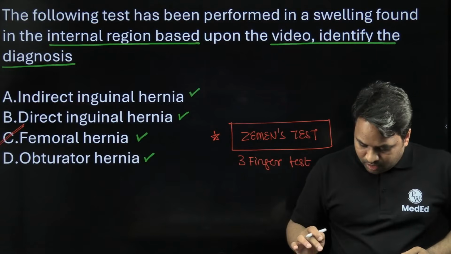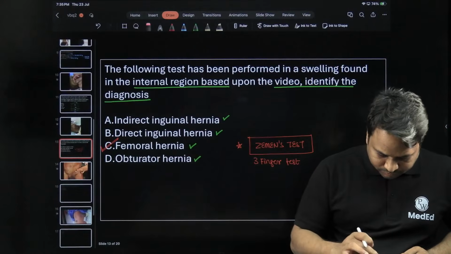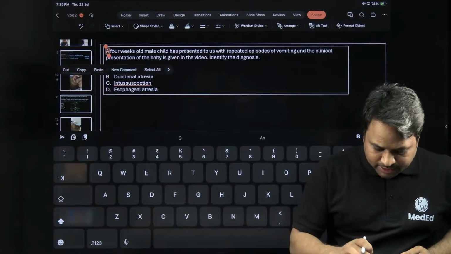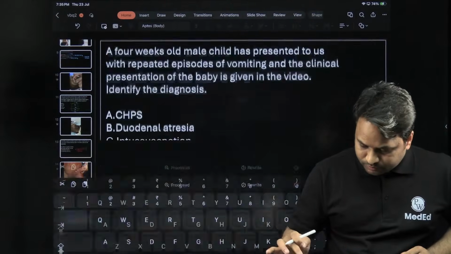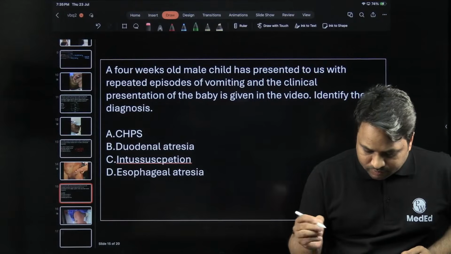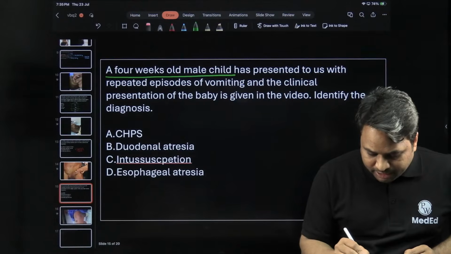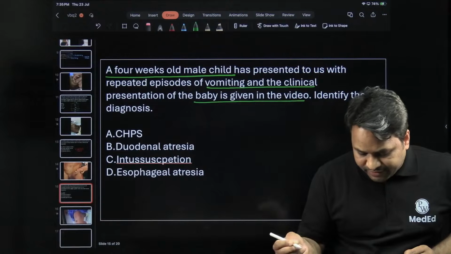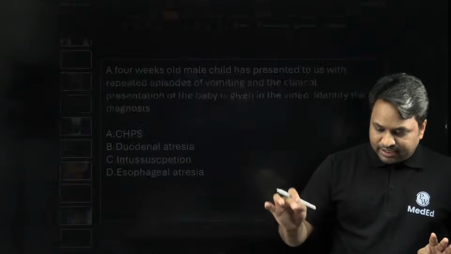Okay, moving on to the next question. Again, an interesting case. Let's see this also. Now, I have a 4-week-old male child presented to us with repeated episodes of vomiting, and the clinical presentation of the baby is given in the video. Identify the diagnosis. Let's look at the clinical video.